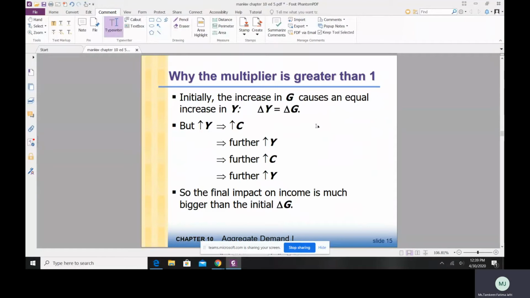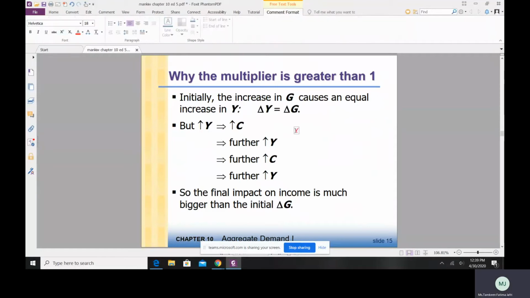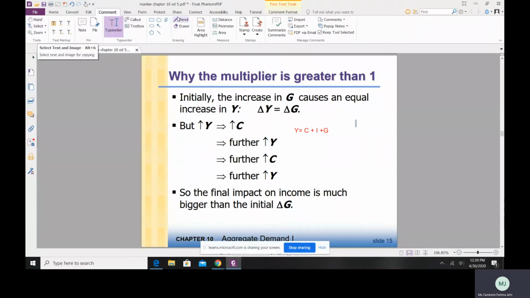If you remember, in the goods market, equilibrium is established where supply for goods and services is equal to consumption expenditure plus investment expenditure plus G, right? Okay. So now, what is happening? When G increases, ये देखिए यहाँ लिखा भी हुआ है, initially the increase in G causes an equal increase in Y. That is, change in G is equal to change in Y. Now that's quite obvious to see from this equation.